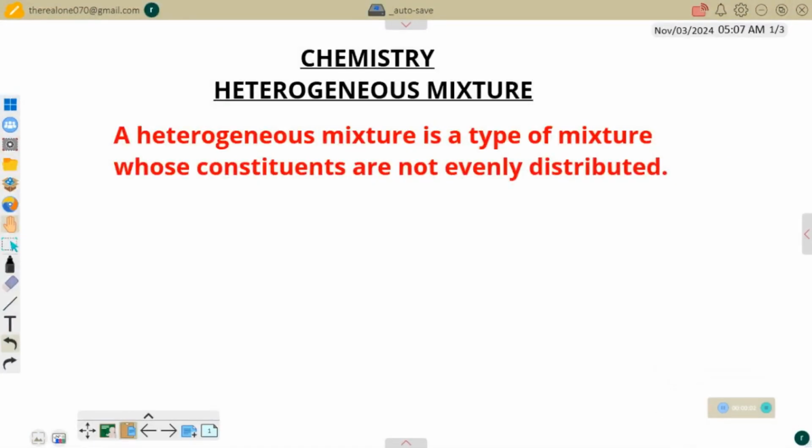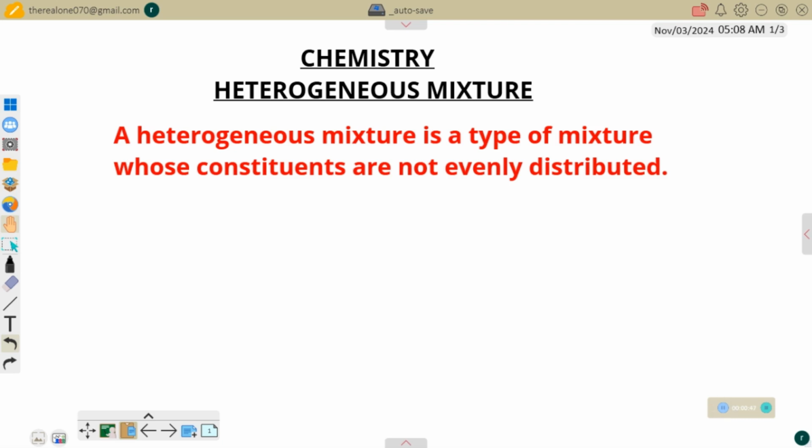Welcome back. Let's consider heterogeneous mixture. A heterogeneous mixture is a type of mixture whose constituents are not evenly distributed. This means that some parts of the mixture can have different physical properties than the other. It means some parts of the mixture can be more colorful than the other, or some parts can be more concentrated than the other, or some parts can contain more undissolved particles than the other, or some parts can be more dilute than the other, as the case may be.